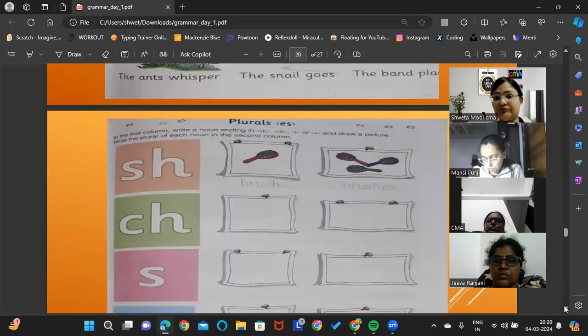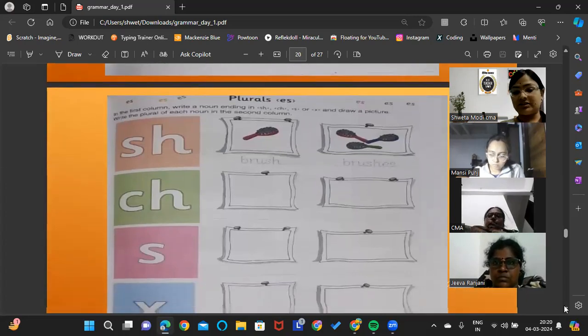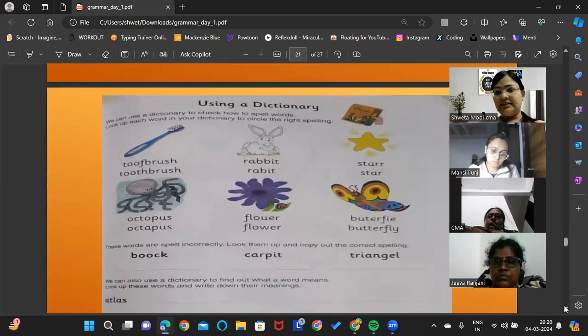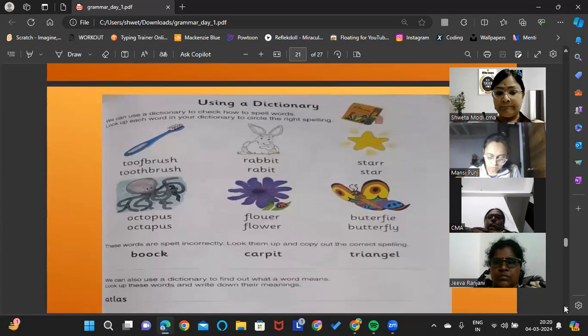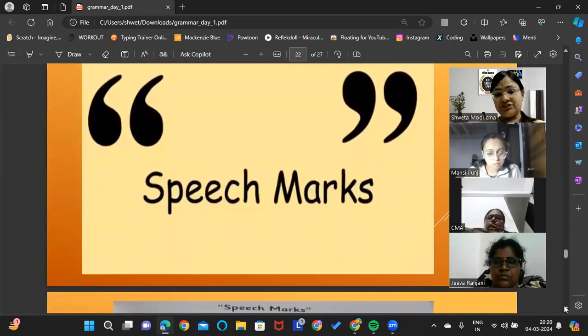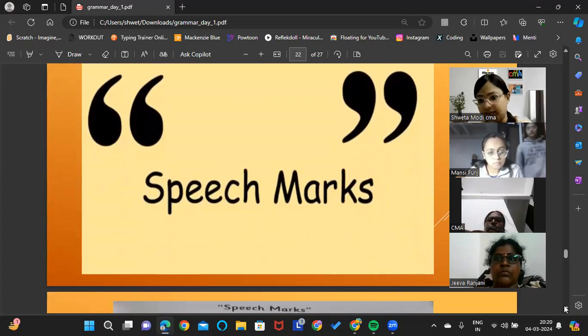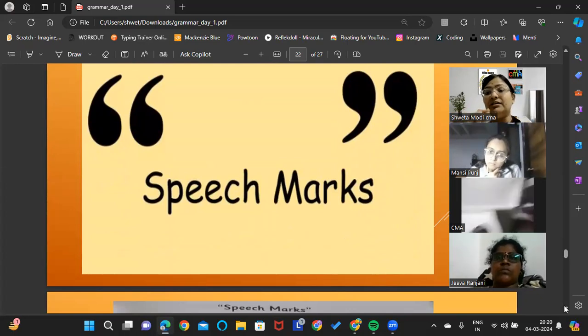Okay. Now, some rules of plural: all the hissing sounds, sh, sh, sh, take es. This is only to help them use the dictionary. And these are speech marks. So like Shweta says, whatever Shweta says goes in 6699. Whatever anybody says goes in 6699. We call it 6699 so that they make a correct structure.